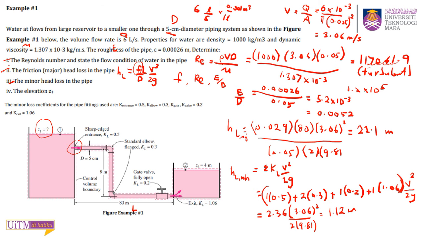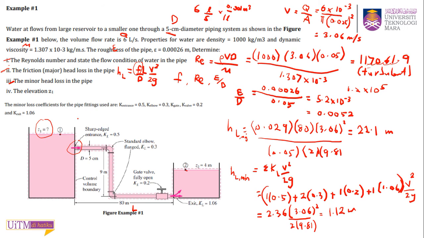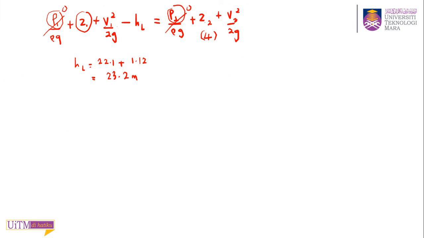How about V1 and V2? V at point 1 and V at point 2. Can they cancel out? Can it be zero? It is zero because it comes from this reservoir, and this is open to atmosphere, so this is zero. You can cancel out V1 and V2 also.